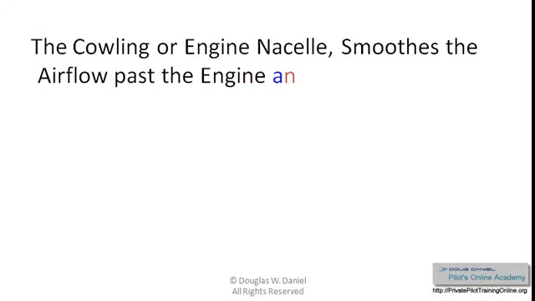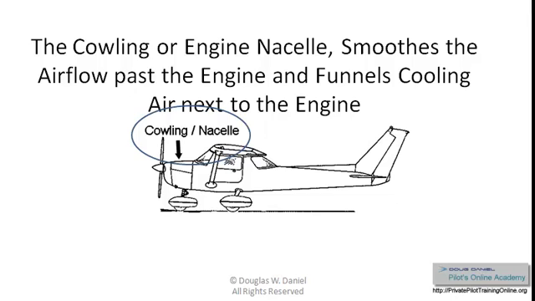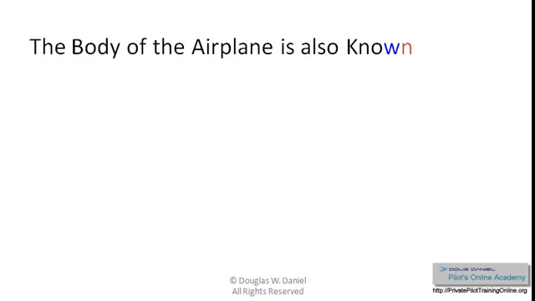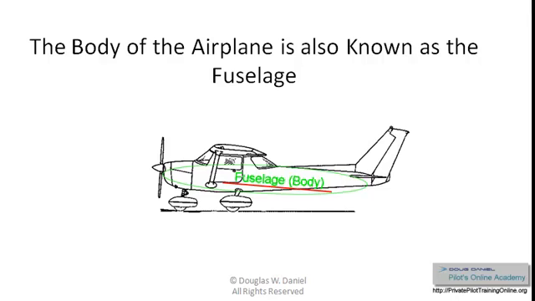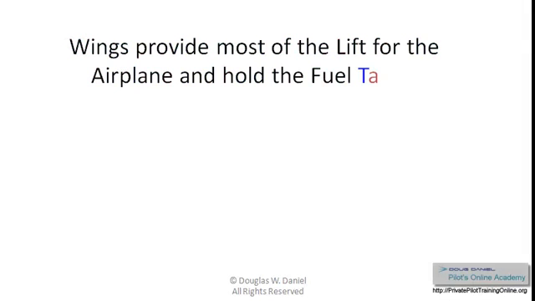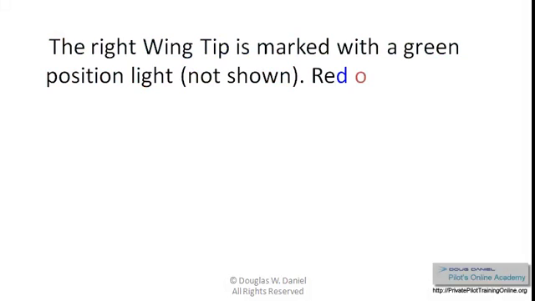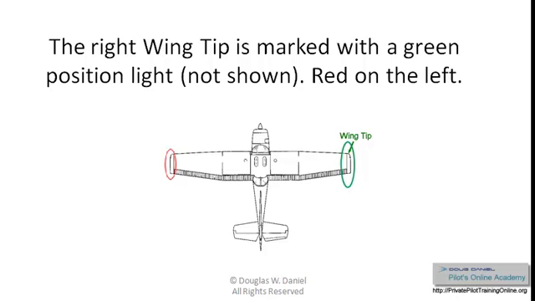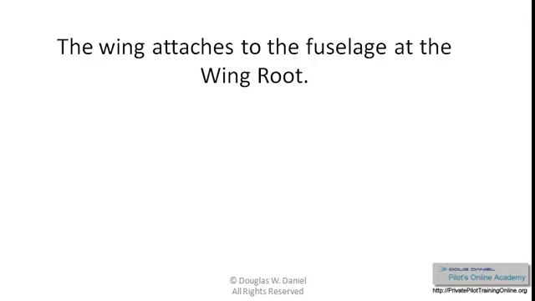The cowling, also known as the engine nacelle, smooths the airflow past the engine and funnels cooling air next to the engine. The body of the airplane is also known as the fuselage. Wings provide most of the lift for the airplane, but not all, and hold the fuel tanks. The right wingtip is marked with a green position light, not shown, red on the left. The wing attaches to the fuselage at the wing root.